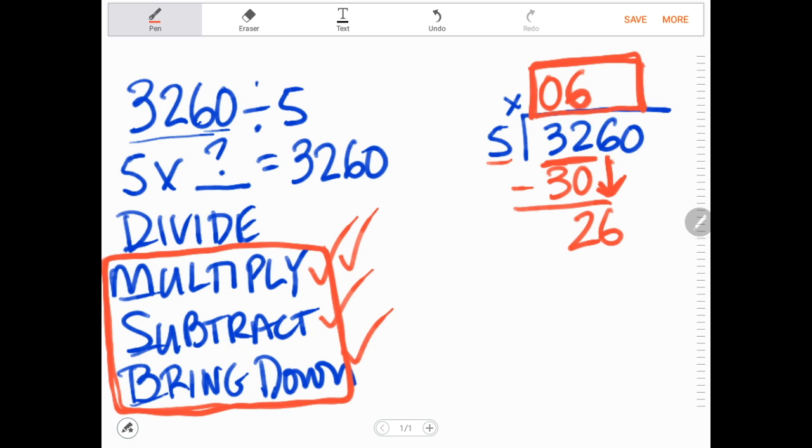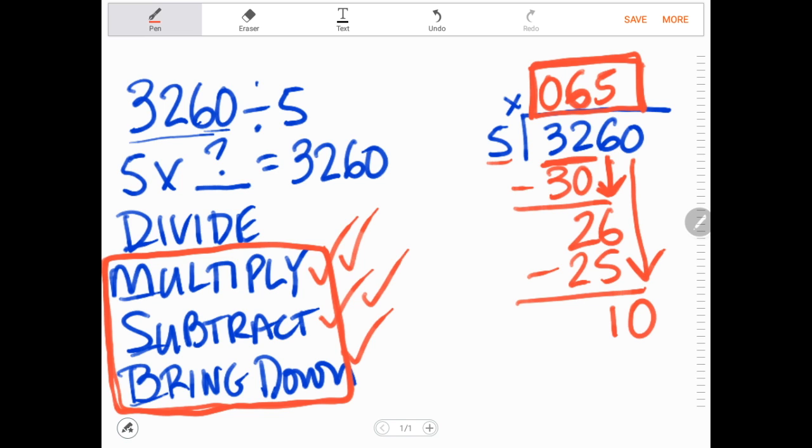So now I'm going to multiply again. 5 times what will give me a number close to 26? Well, that number is 5. 5 times 5 is 25. I subtract, which is 1, and now I'm going to bring down that 0. Make sure that the next number you're multiplying, that I brought down, that 0, is over the 0, because that's what you need to keep those place values.